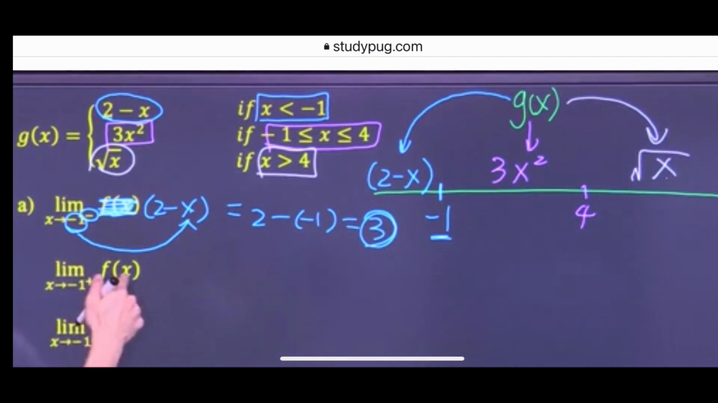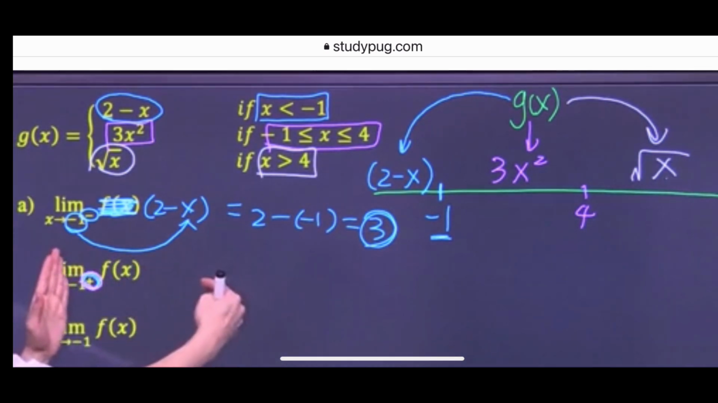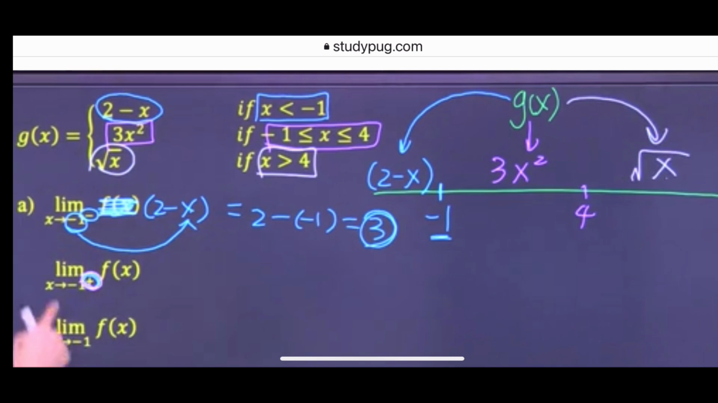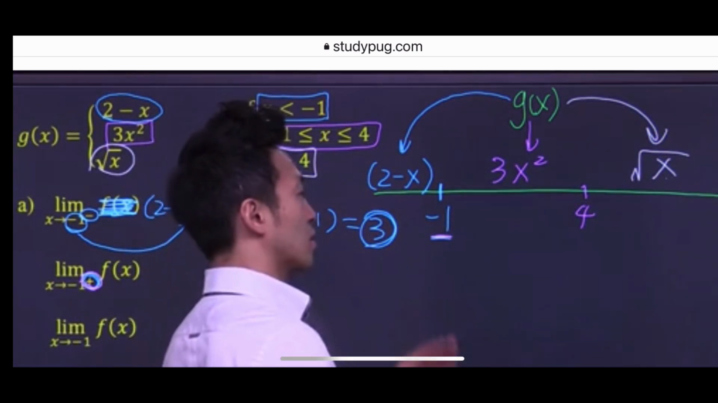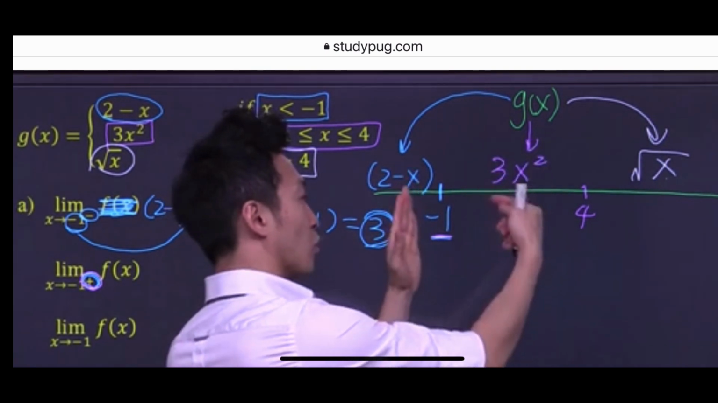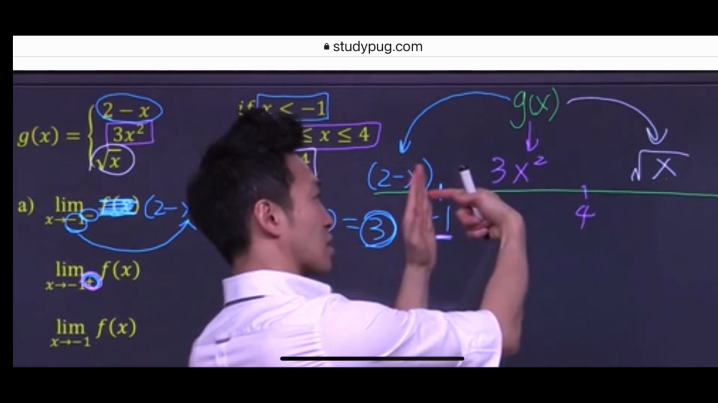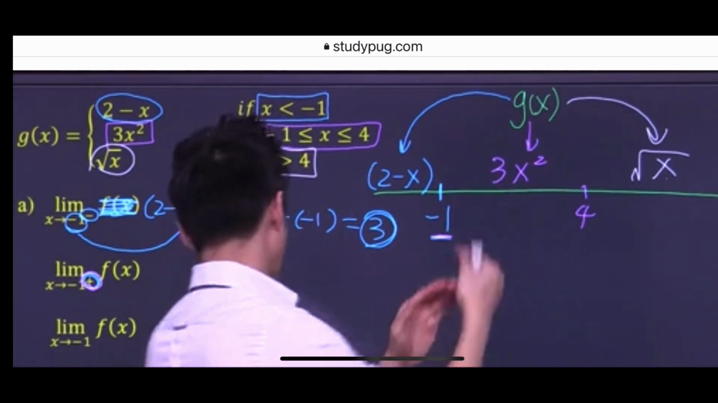We want to find the limit of a function as x approaches -1 from the right. Positive notation means approaching from the positive direction, which means approaching from the right. So, approaching -1 from the right. Here's -1. On the right side of -1, the function is defined as 3x squared, right?